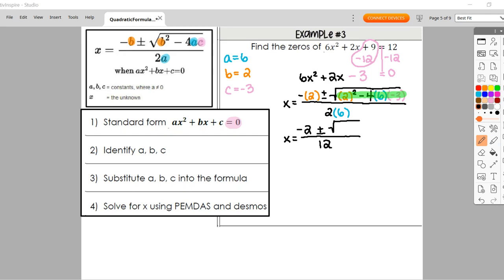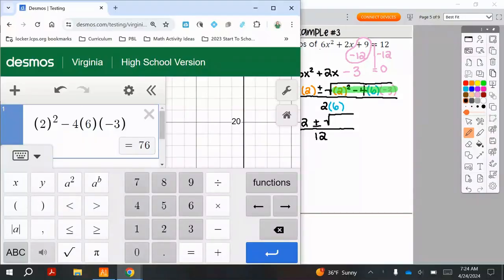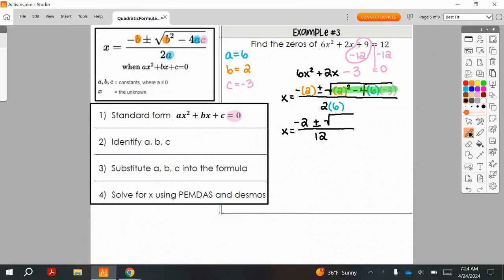Let's do that now. As you see, we type in everything we just highlighted in green. It is parentheses 2 with a squared, minus 4, parentheses 6, then parentheses negative 3. You must have all the parentheses, signs, and exponents to get the same answer. Try it yourself. Make sure you get a 76 that will place under the radical.